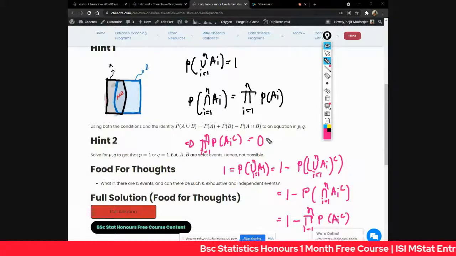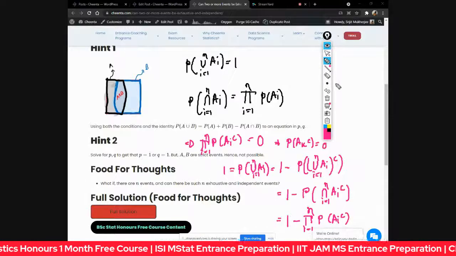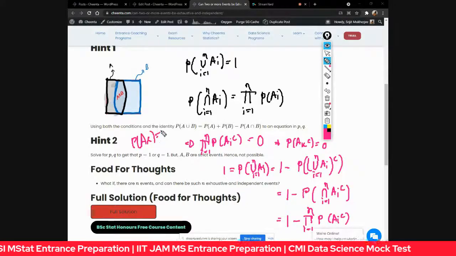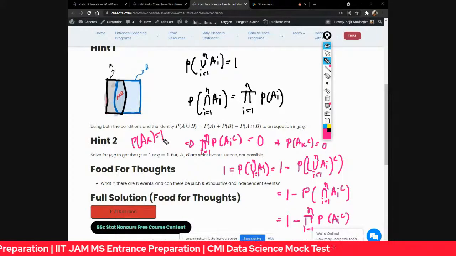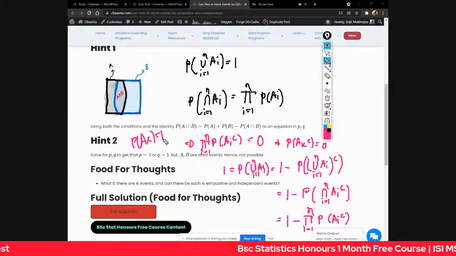That means, guys, that the probability of one of them, Ak complement, must be equal to 0. That is, the probability of Ak must be equal to 1. Similarly, one of the sets has probability equal to 1. So this is a very interesting proof. It's a really beautiful proof and a really beautiful understanding.